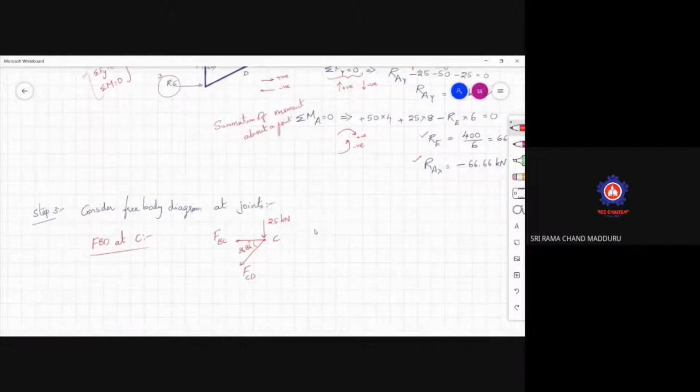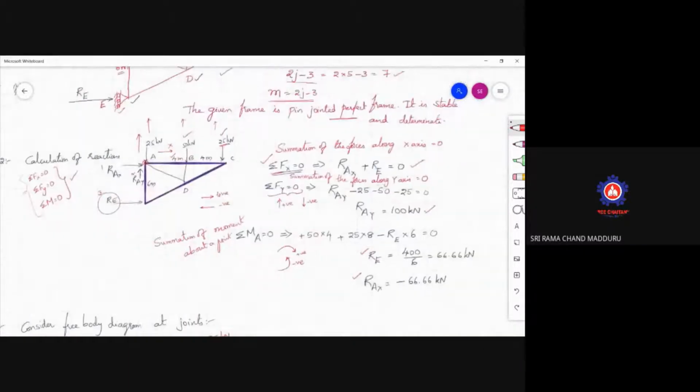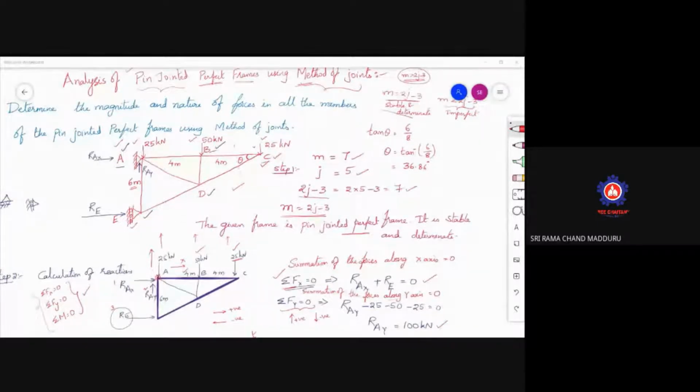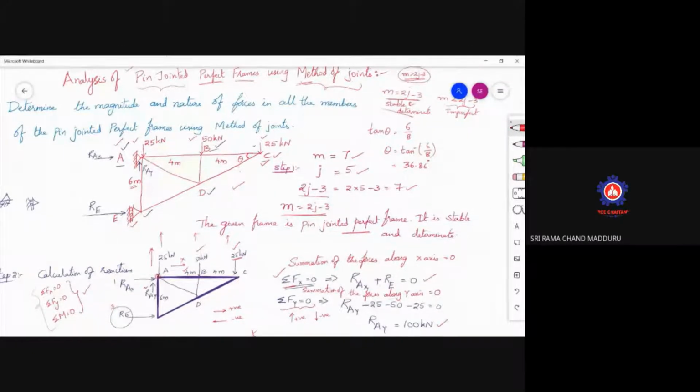To draw the free body diagram, what is the condition to go for it? Can I consider the free body diagram at A or at B or at C? How should I know that I have to start considering my free body diagram from C? The condition is, wherever you are taking the free body diagram, the unknown member forces there should be less than or equal to 2. That is the condition.